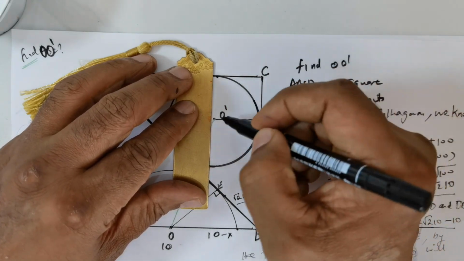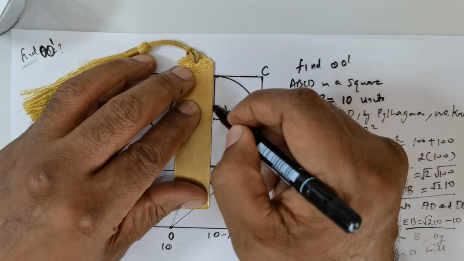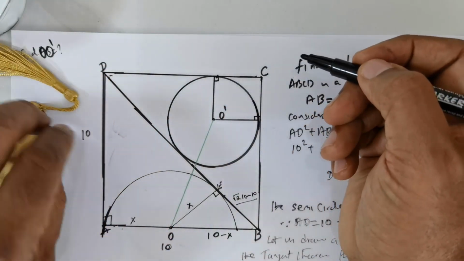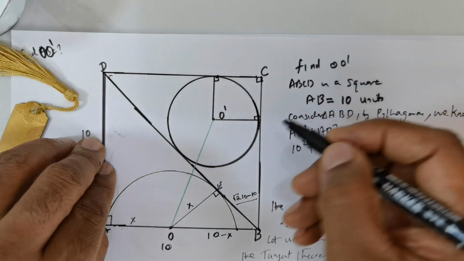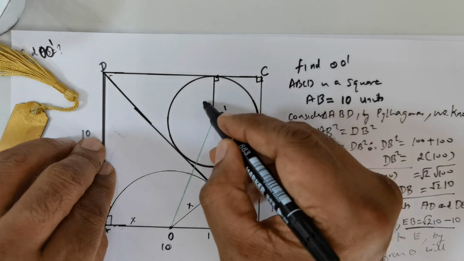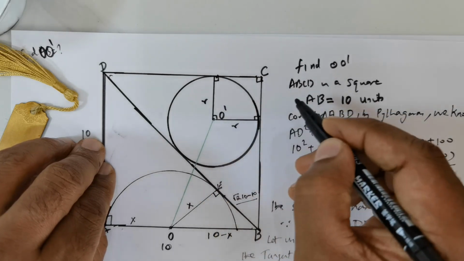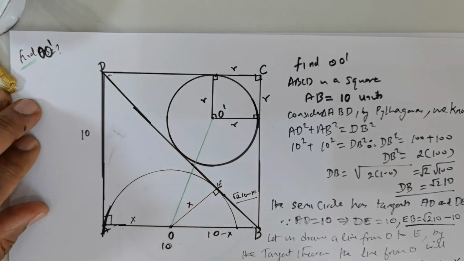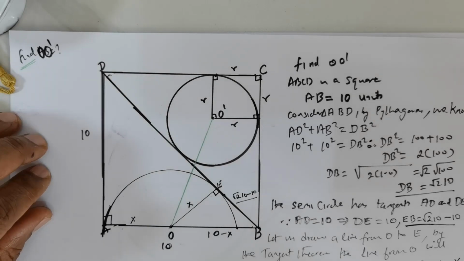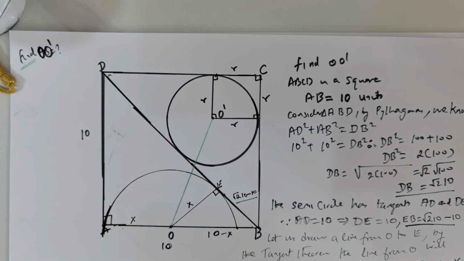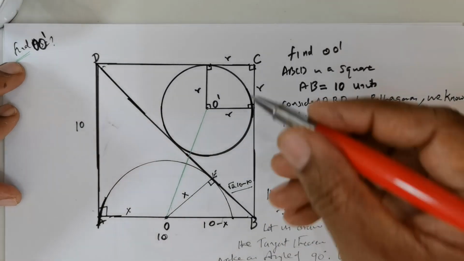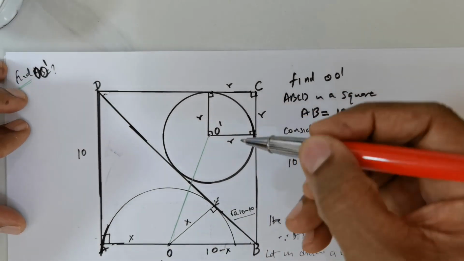So from O dash I'm drawing a line to the point of tangency, so that's going to make an angle of 90 degrees. Now this is a square, this is already 90 degrees, so this is going to be 90 degrees. If I were to take this as R, this is going to be R, this is going to be R, this is going to be R. So we got that out of the way. Having got that, I need to get the value of R. Let's proceed. Okay, our next objective is to find the value of R.